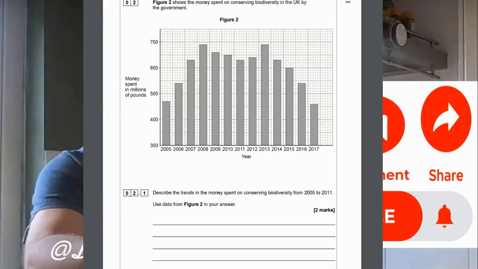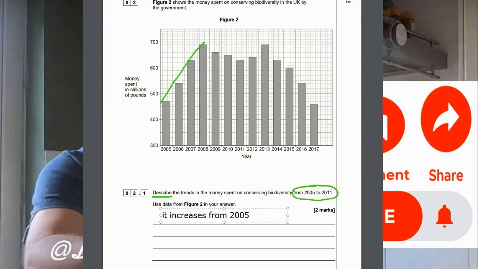Right, here we've got question 2. It says figure 2 shows the money spent on conserving biodiversity in the UK by the government. On the left-hand axis, we have money spent in millions of pounds, and then we've got the year at the bottom on the x-axis, and it shows from 2005 to 2017. The question says, describe the trends in the money spent on conserving biodiversity from 2005 to 2017.